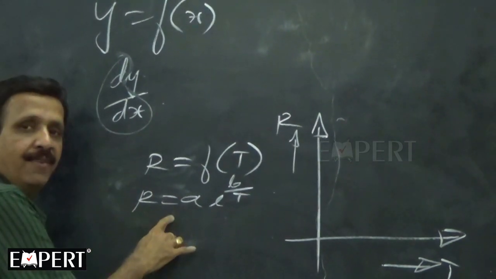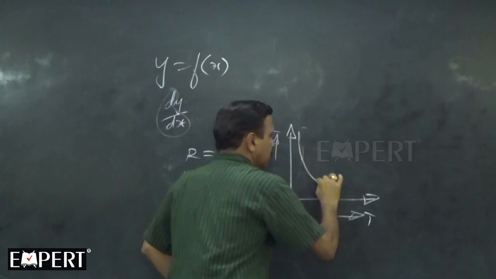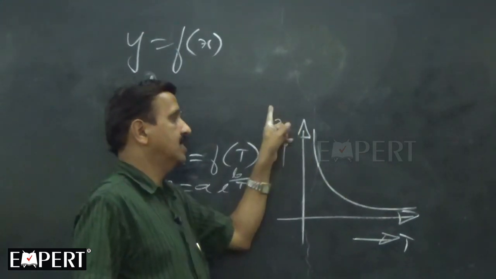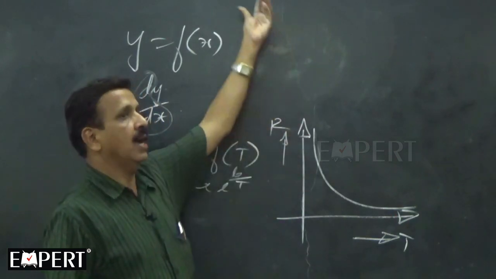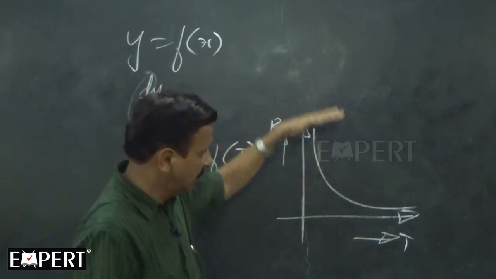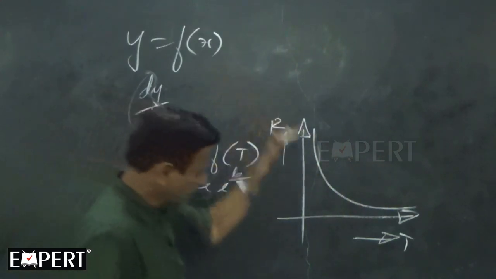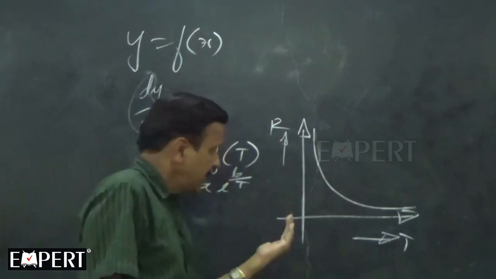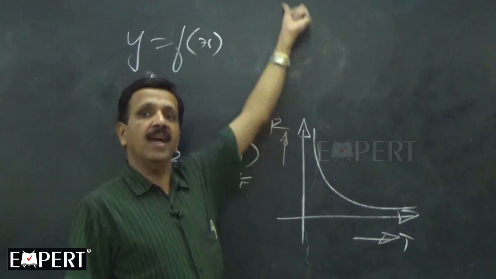If you draw the graph of resistance of a semiconductor with respect to temperature in Kelvin, the graph will be like this. This is a graph which shows the variation of resistance of a semiconductor with respect to temperature in Kelvin. At low temperature, resistance is very high. As the temperature increases, resistance decreases appreciably. It decreases exponentially, you can say. See, the exponential term is here. At low temperature, resistance is very high. You can also say at absolute zero temperature, the resistance is infinite.